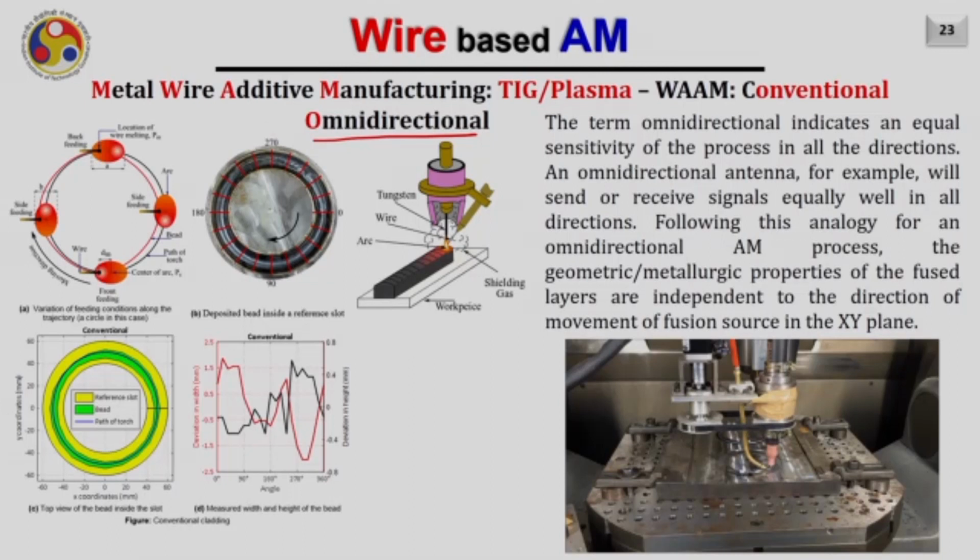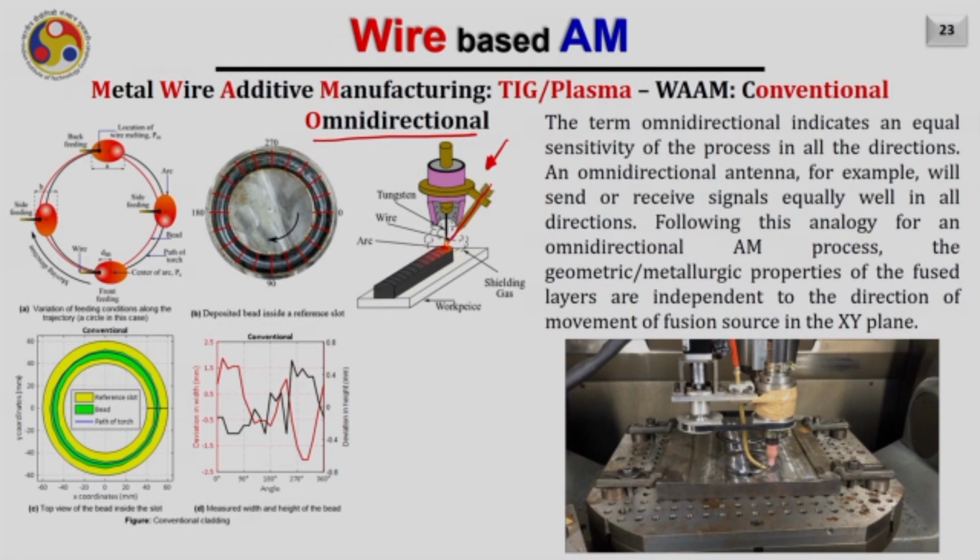So as in the case of TIG WAAM, you know that we feed the wire from one end, like you are seeing here. So this is the tungsten creating the arc, and into the arc and into the molten pool created by the arc we are feeding wire from one side.